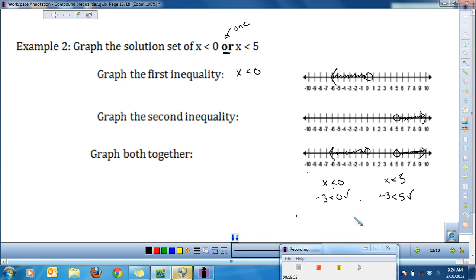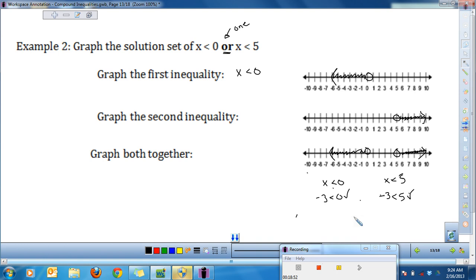So I'm looking at this and I'm going to make sure, did I graph both of my equations correctly? So let's look back at x is less than 0. Well, I drew an open circle at 0. That works. And then I drew less than that. Good. That works. Now let's look at the second one. X is less than 5. Okay, I drew an open circle at 5. That's correct. I did that part correct.